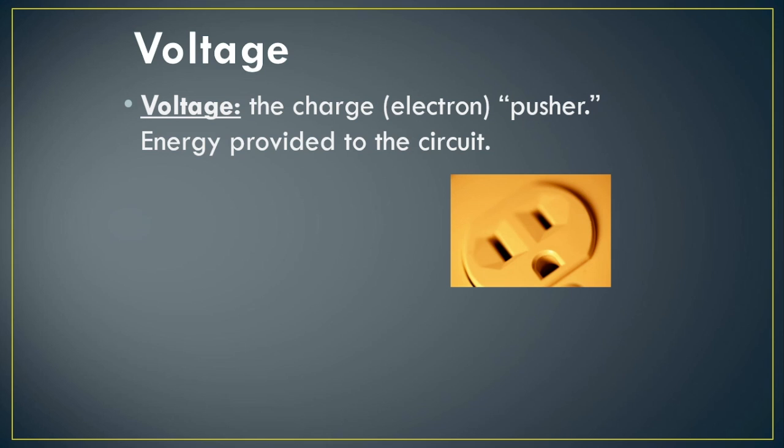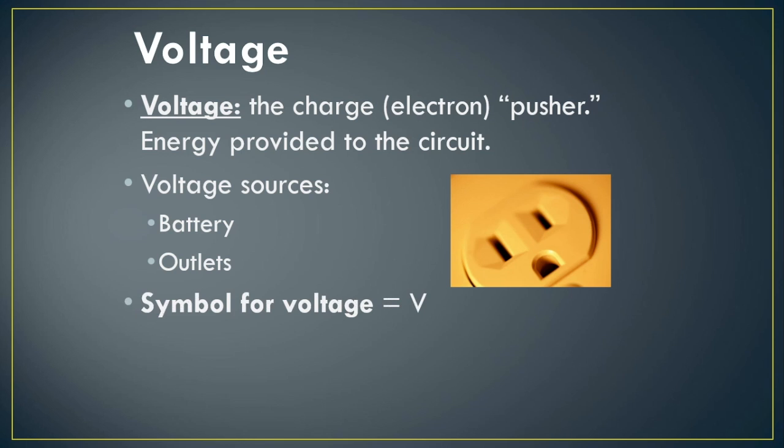And voltage is also known as the energy provided to the circuit. So when we think about voltage then, types of voltage sources would be batteries and outlets. Because when we need energy, what do we do? We plug our phone into the outlet. When we need energy in our remotes, what do we do? We grab some batteries and put them in our remotes. The symbol for voltage is going to be the capital letter V, and the units for voltage are volts, which can be abbreviated by the capital letter V as well.